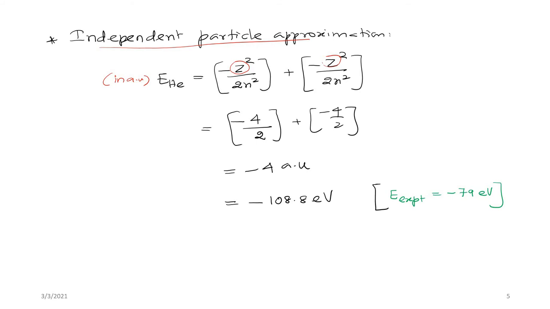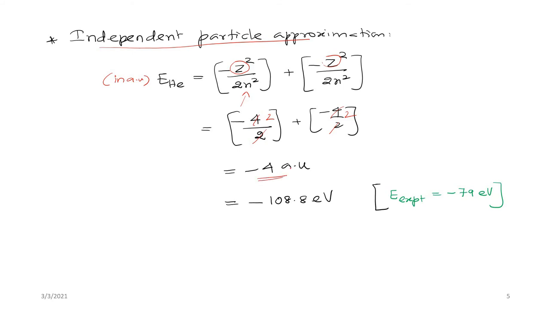Now in the helium atom, the Z value is 2. So substitute 2 here, so minus 2 square is 4, and for the ground state n value is 1, therefore you will get minus 4 by 2. Similarly here also minus 4 by 2. If you cancel this, you will get minus 2. Here also you will get minus 2. If you add them, you will get minus 4 atomic units.